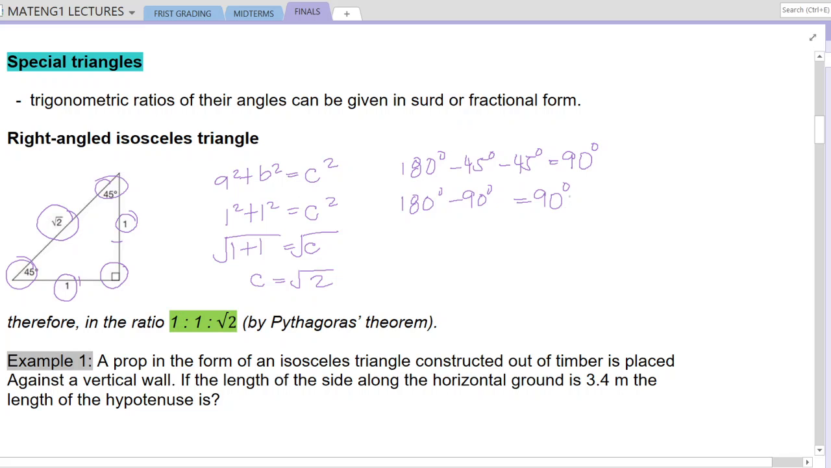Okay, so we should just have to divide this by 2, so that is 45 degrees. So the angles there are 45 degrees. So for the concept of the special triangle of a right angled isosceles triangle, we use the ratio 1 is to 1 is to square root of 2. So this is unitless, so that is Pythagoras theorem.